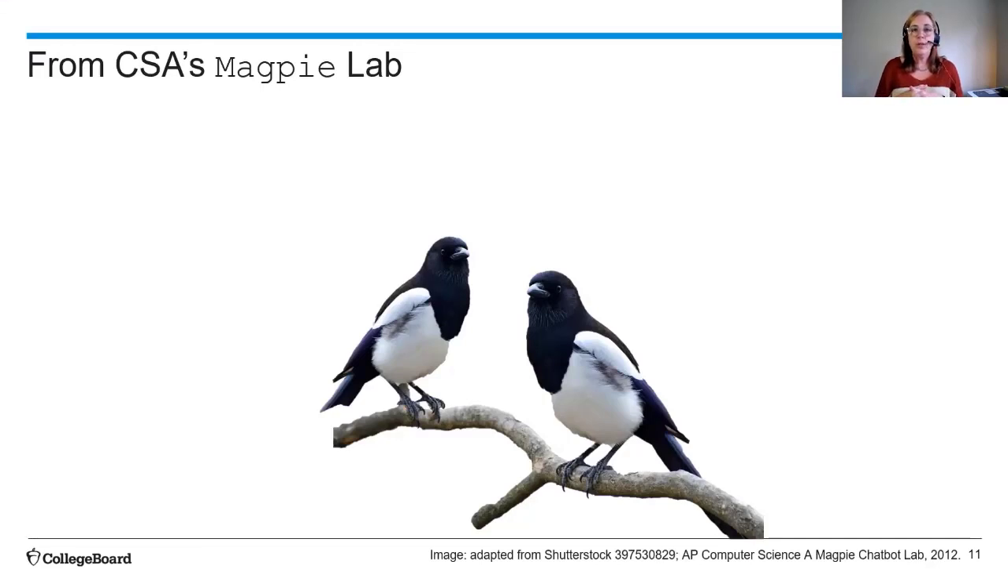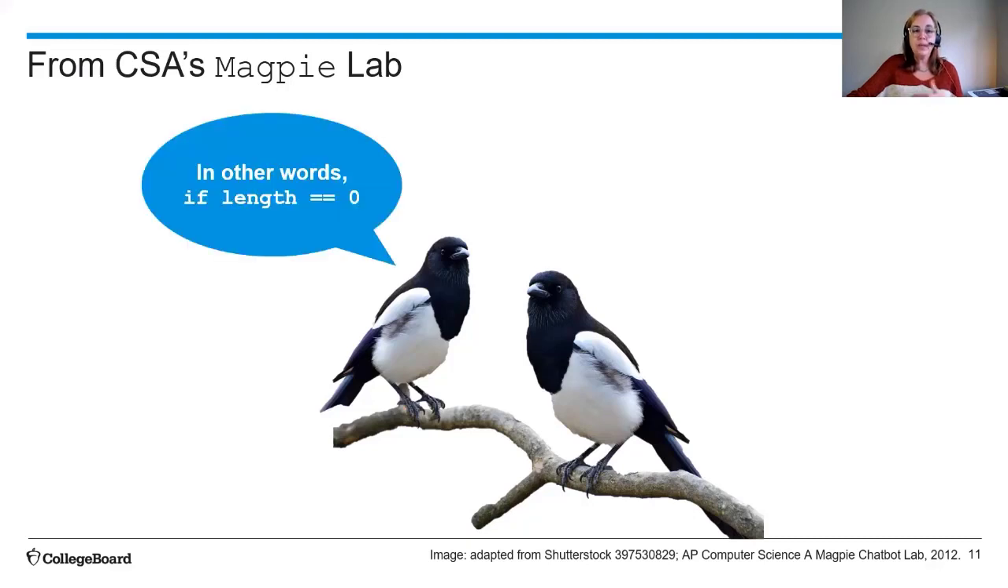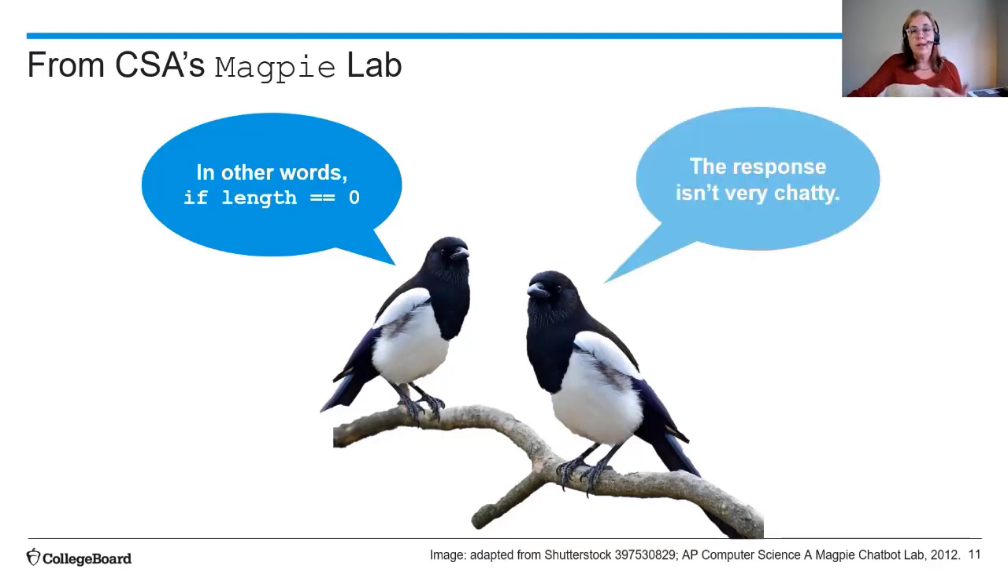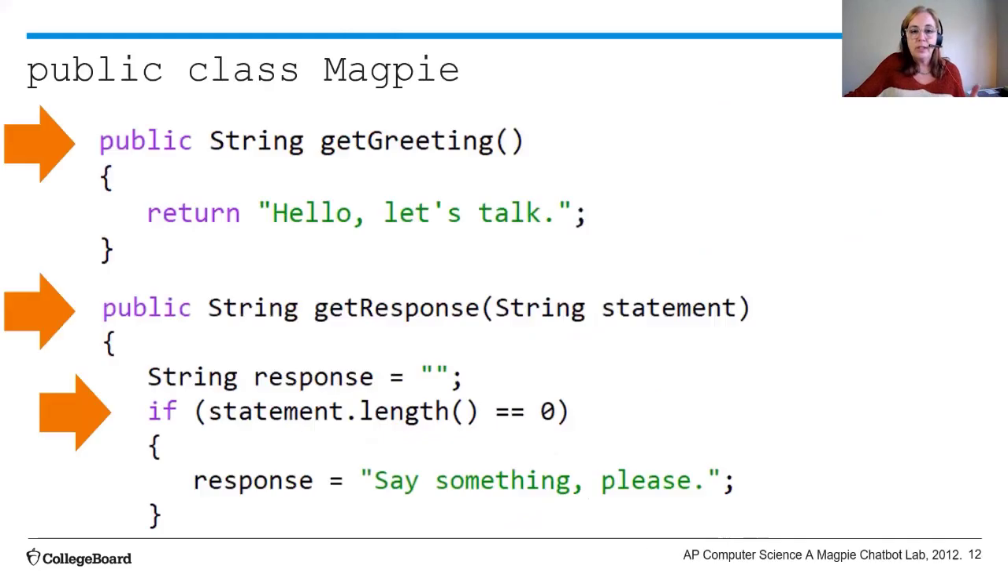So I wanted to revisit what is happening with the if statement, the one-way selection that we've seen for topic 3.2. If the length of the user's input exactly equals 0, obviously it's not very chatty, but it's also going to just trigger say something please. So here is a revisit of that code with what the if statement does.